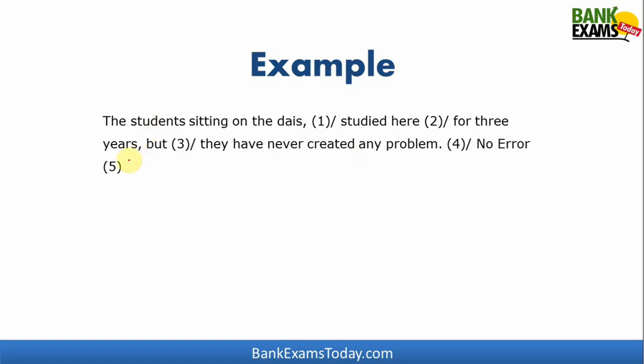Next, we have "Students sitting on the dais studied here for 3 years, but they have never created any problem." Now, we are talking about students who have completed their study from the college or school. So, the activity has been accomplished. It should be in present perfect, right?